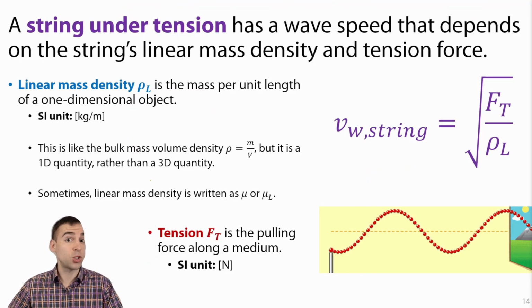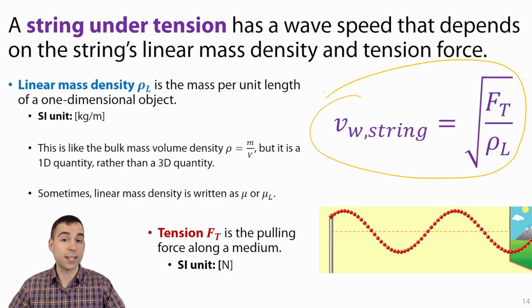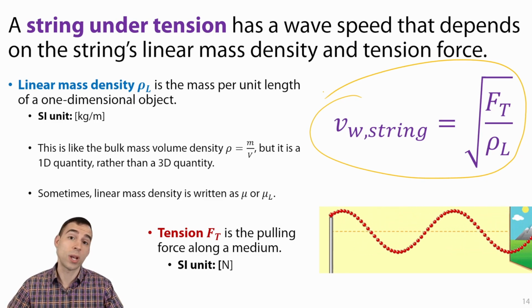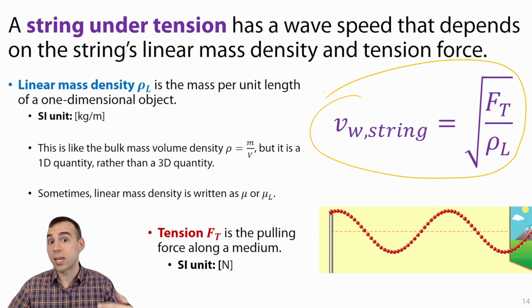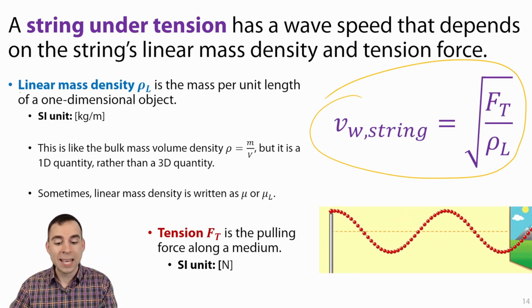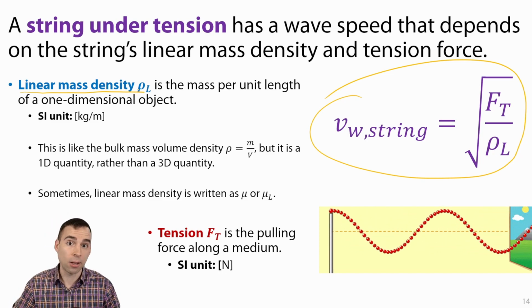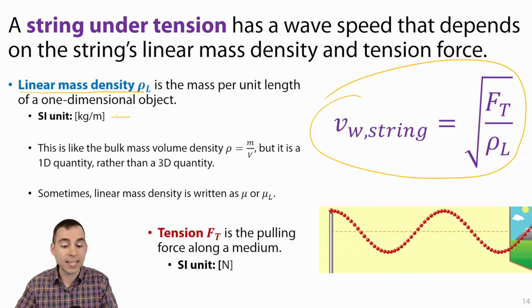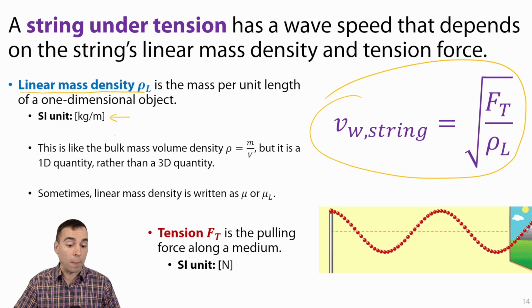For example, in a string under tension, the only thing that determines how fast the wave travels through that string is the tension force that it's under and how dense the string is. We can use this equation on the right to solve for the wave speed in a string under tension. Here, since the string is a one-dimensional object, essentially only having its mass distributed along a line, we use the linear mass density to calculate this wave speed. This linear mass density is measured in kilograms per meter, and of course, the force of tension is measured in newtons.